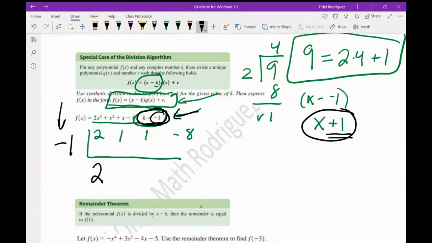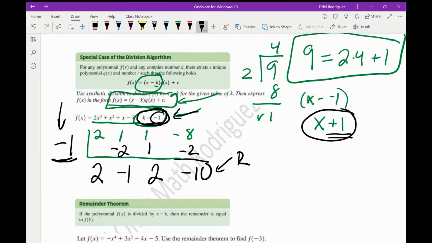I'm going to bring down my number 2, and I'm going to multiply. -1 times 2, -2. I'm going to add straight down. 1 minus 2 is a -1. I'm going to multiply again. -1 times -1 is 1. I'm going to add straight down. That's going to give me a 2. I'm going to multiply. -1 times 2 is a -2. And I'm going to add straight down. That's a -10. Remember, this here is my remainder, okay?